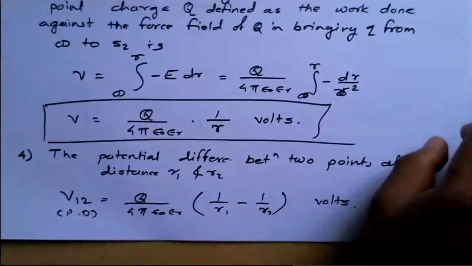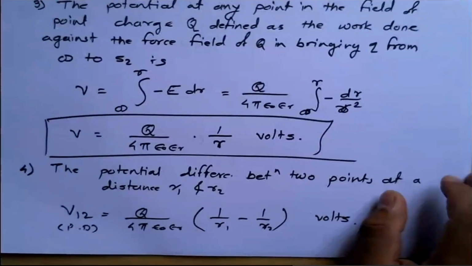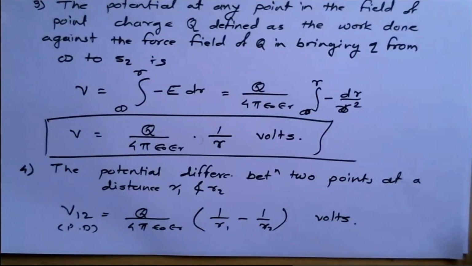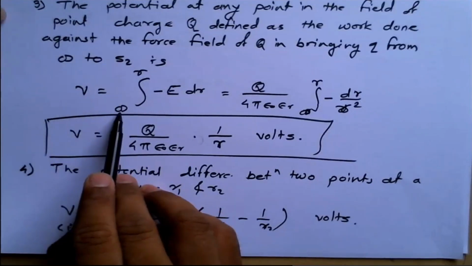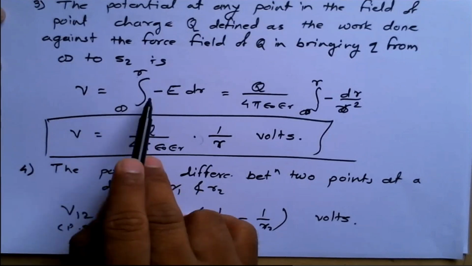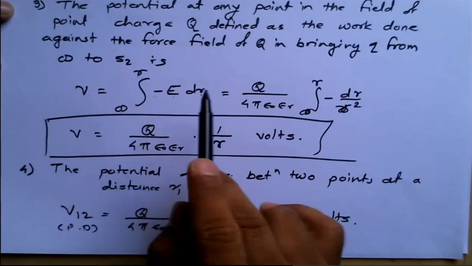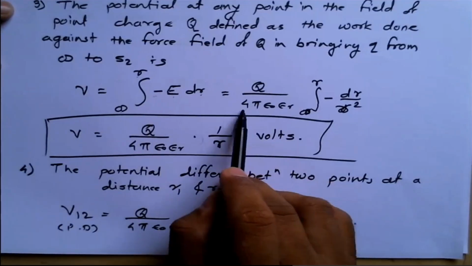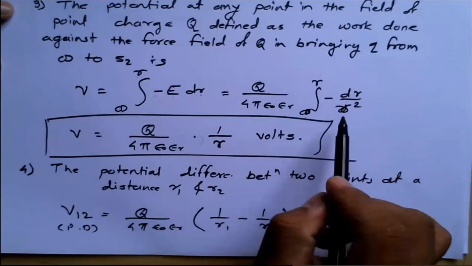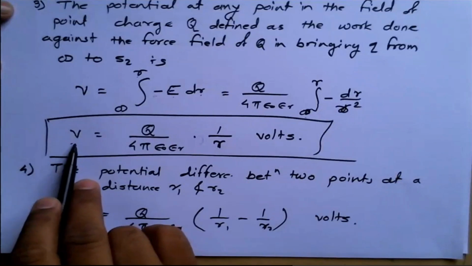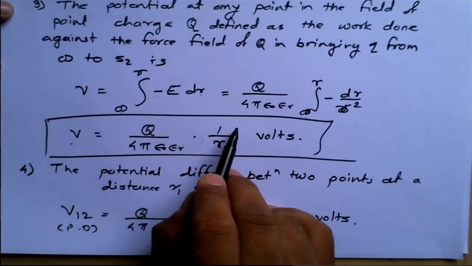The next point: what is potential? Potential at any point is the work done to bring a unit positive charge from infinity to that particular point. So potential is equal to the work done from infinity to that point, minus integral of E dr. Why minus? Because it is against the force. So it is equal to Q upon 4 pi epsilon 0 epsilon r, integral from infinity to r of minus dr upon r square. After solving this equation, you will get potential V equal to Q upon 4 pi epsilon 0 epsilon r into 1 upon r.